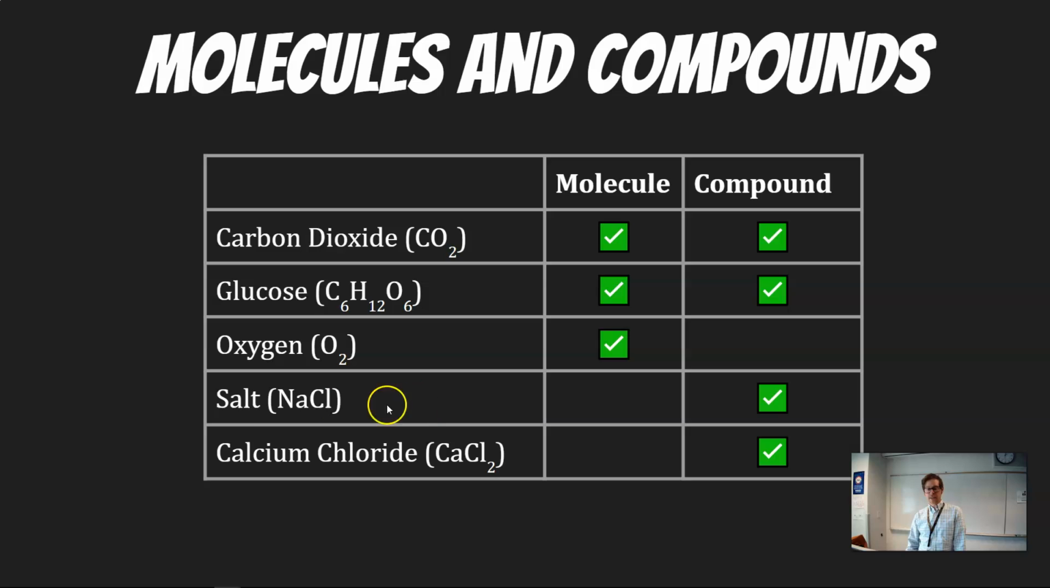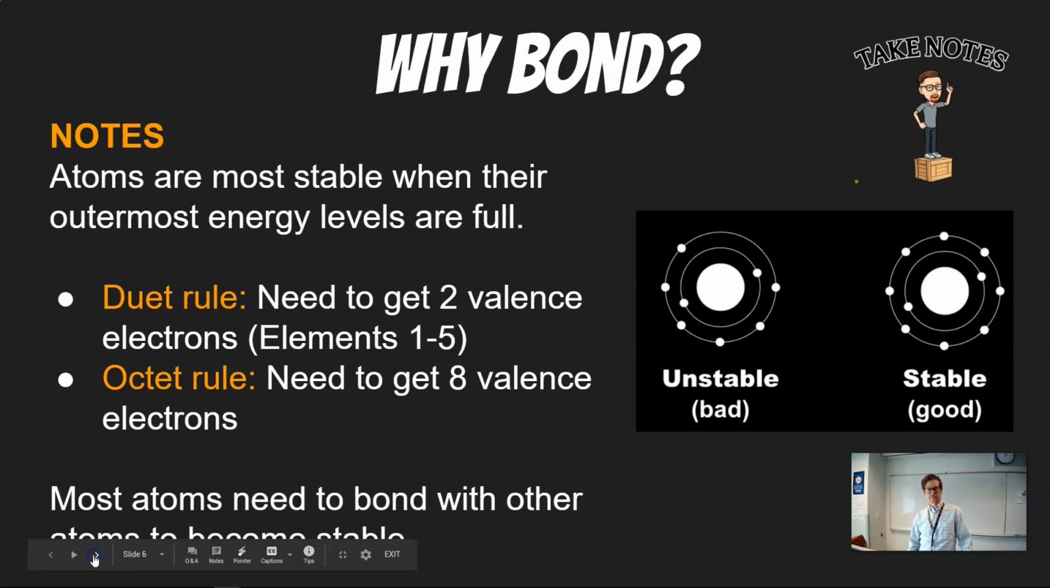And then the opposite is salt. Salt is sodium and chlorine. That's a compound because there are two different elements involved, but it's not a molecule because there is no covalent bonding going on. The same thing would go for a different kind of salt, calcium chloride. That's a calcium atom and two chlorine atoms to make a compound called calcium chloride.